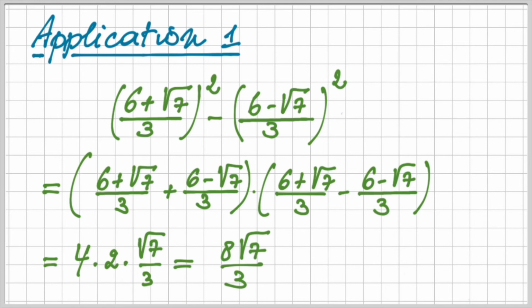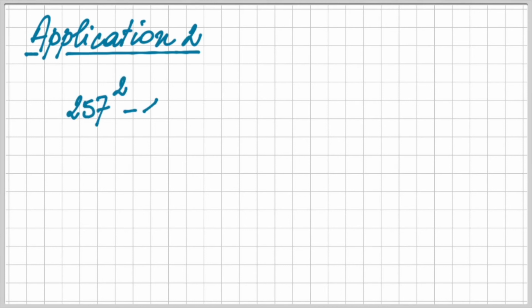Let's have a look at a second example. In this example, I have the difference of two squares, 257 to the square minus 179 to the square. Now, when you have to do that without a calculator or without a computer, it can be quite challenging. Anyway, we can also simplify this.